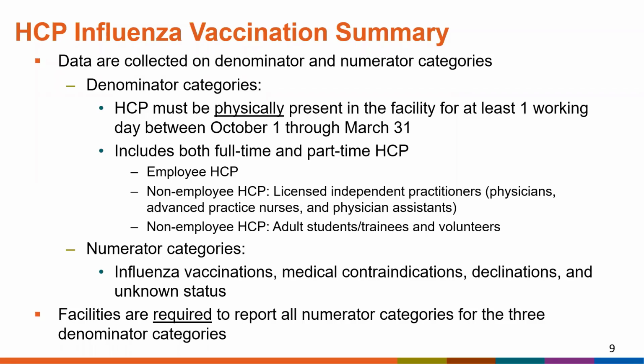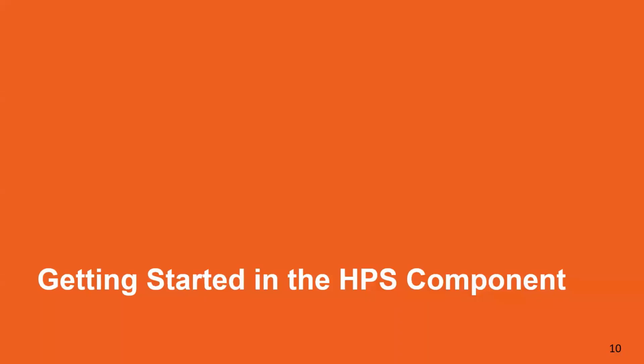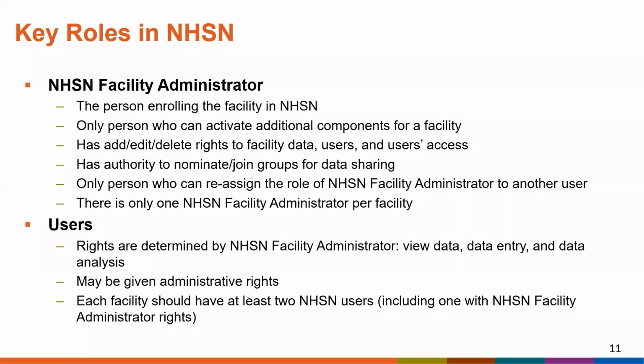Numerator data are collected on influenza vaccination, medical contraindications, declinations, and unknown status. Facilities are required to report all numerator categories for the 3 denominator categories. The next slides provide an overview on how to get started in the healthcare personnel vaccination module. Now we'll talk about how to use the healthcare personnel safety component.